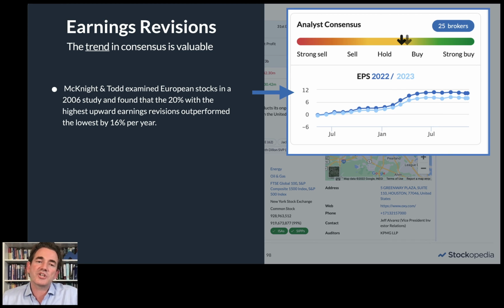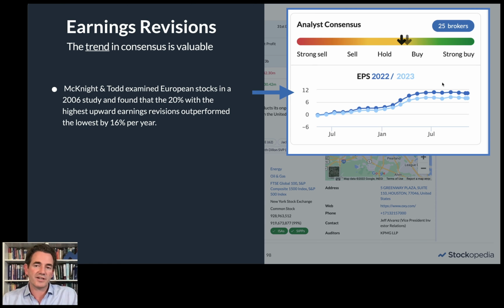This chart here shows you the trend in consensus estimates, the trend in profit forecasts for each of these 2 years. So this is showing the year end for 2022 has trended up. The forecast from all the analysts covering it, 25 of them, has gone up and up and up over the last year. That's a really good sign.